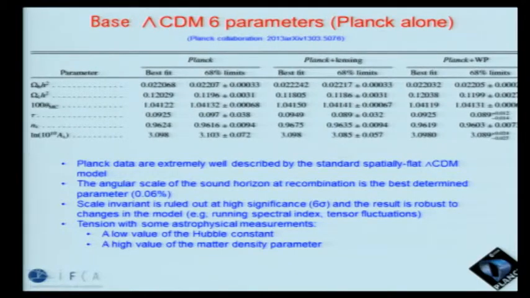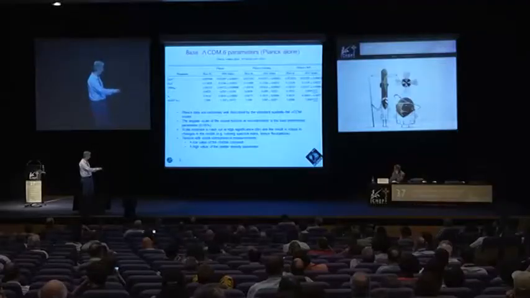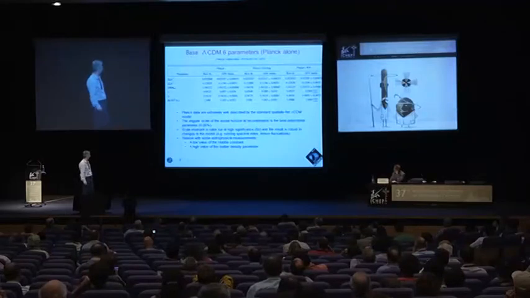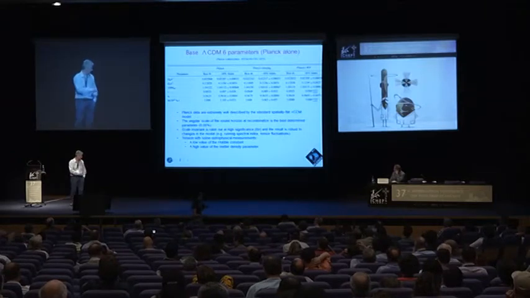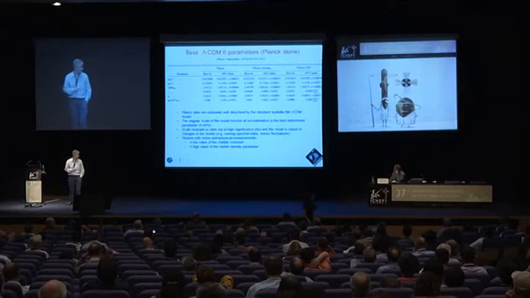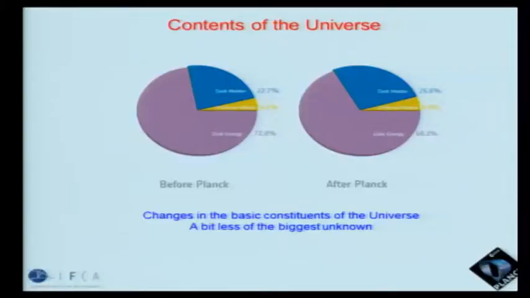Scale invariance is ruled out at the 5 sigma level, and this is robust against changes in the model, like running spectral index, tensor fluctuations, etc. So this is also another way to prove inflation. And then, finally, I would add here the tension that has been found also for some parameters like the Hubble constant or the matter density parameter. So this is the contents of the universe before Planck and after. Basically, a bit more matter and a bit less of the biggest unknown, which is dark energy.